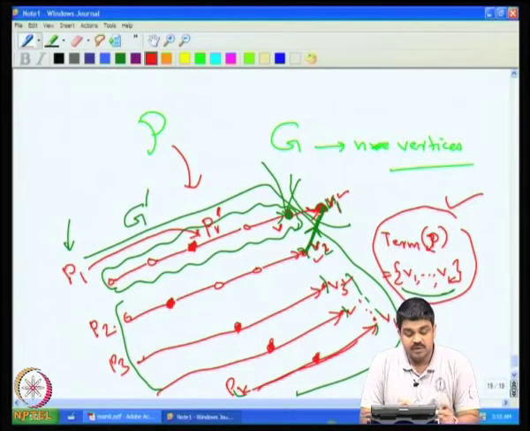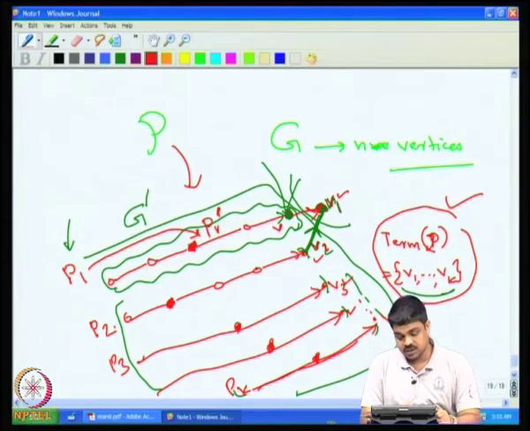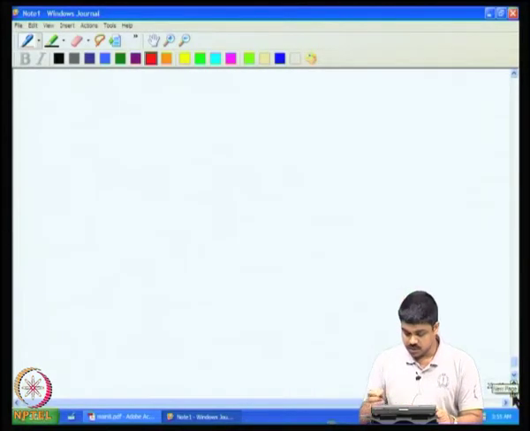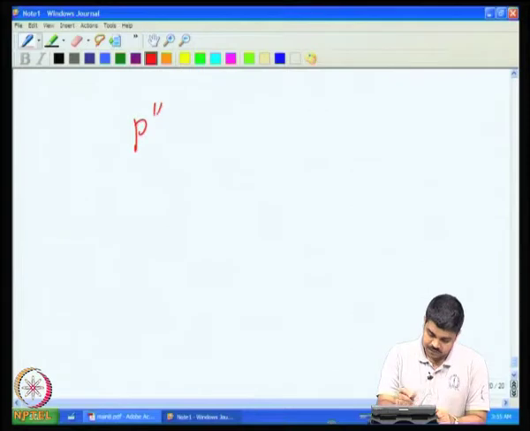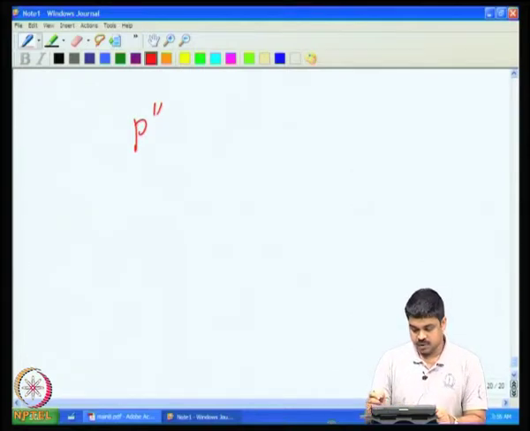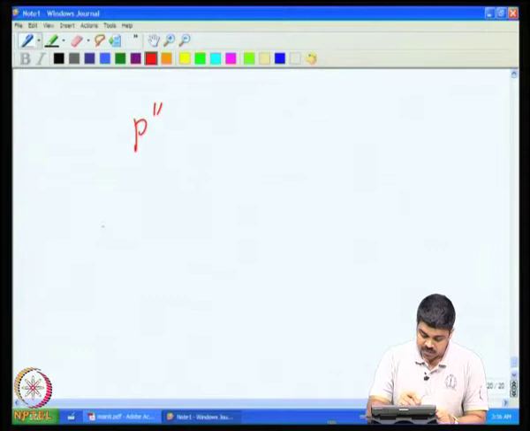Why need it not be a minimal path cover? It may be a path cover, but need not be a minimal path cover. Then what will we do? The idea is to somehow prove that this is indeed a minimal path cover. It is not possible that it is not a minimal path cover, right. So suppose it is not a minimal path cover, then there is some other path cover P double dash, right.